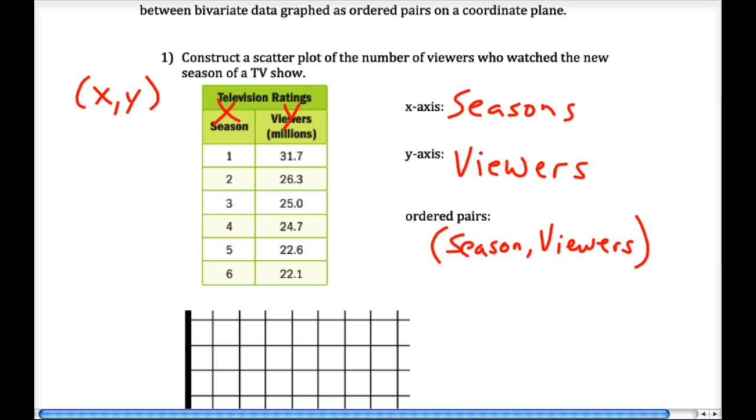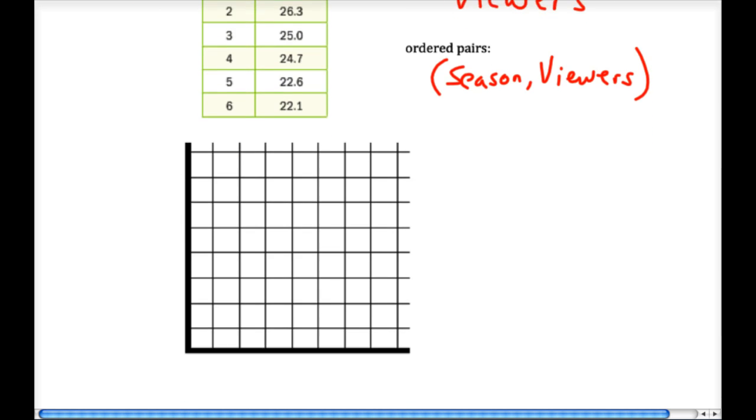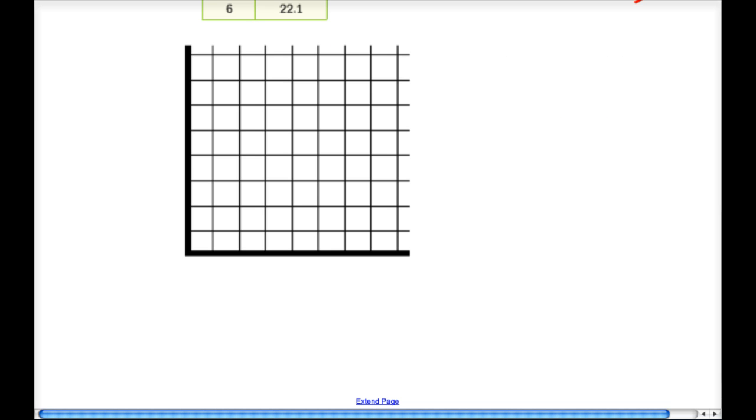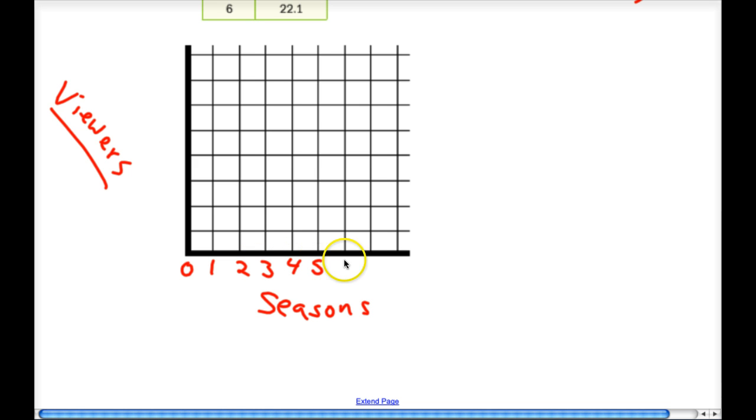I think one of the hard things for kids to do is to figure out their intervals. We said the X-axis is your seasons. So everybody label your X-axis the seasons, and then your vertical axis, your Y-axis, that's going to be your viewers. Sometimes you have to write that word sideways, but that's okay. Look at your numbers for seasons. That's easy: 0, 1, 2, 3, 4, 5. It only goes up to 6, so we can go by increments of 1 there.